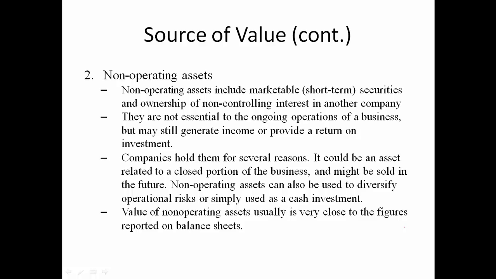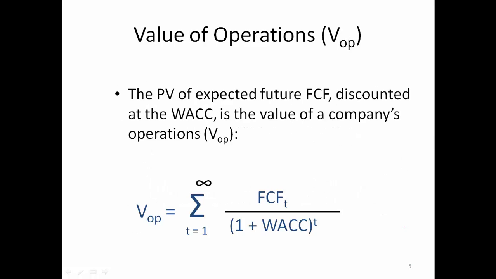The value of these non-operating assets usually is very close to the amount of these non-operating assets reported on the balance sheet. So this is different from the value of operating assets. We say for the value of operations, it is the total present value of expected free cash flows discounted at the WACC. If we look at the formula, if we have a given year T, for example, T could be 5 for the 5th year, T could be 10 for the 10th year. So the free cash flow of that year divided by 1 plus WACC to the power of T, this is the present value of the free cash flow to be generated in that year.